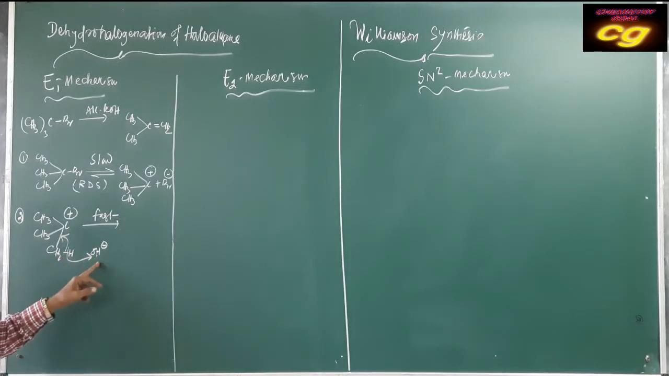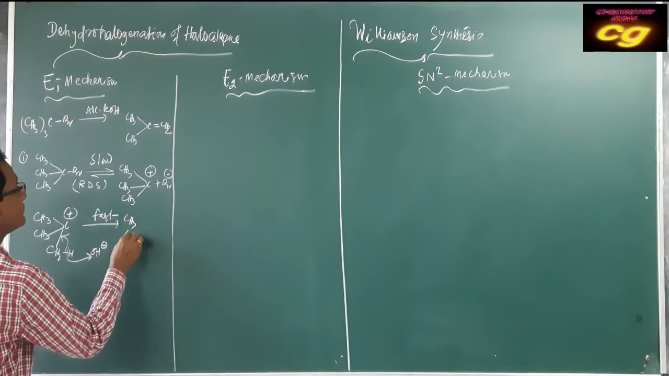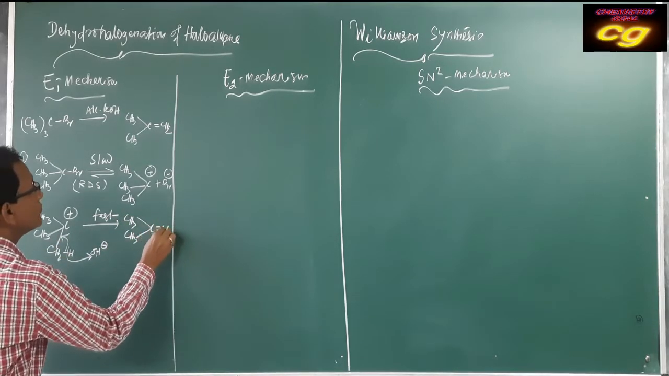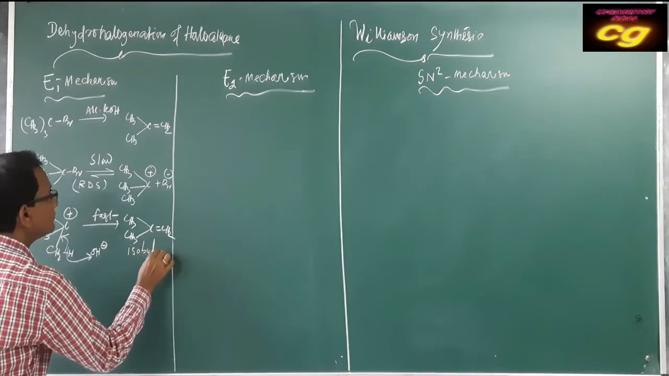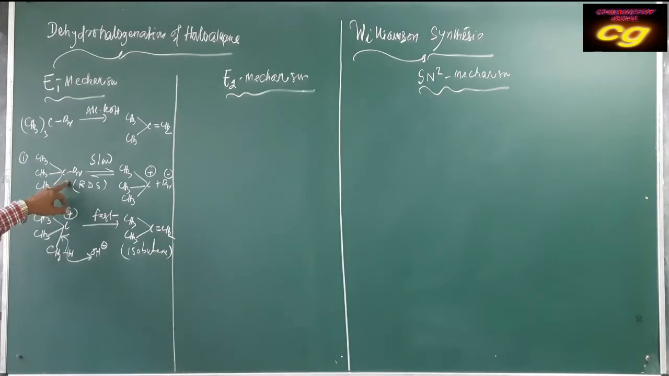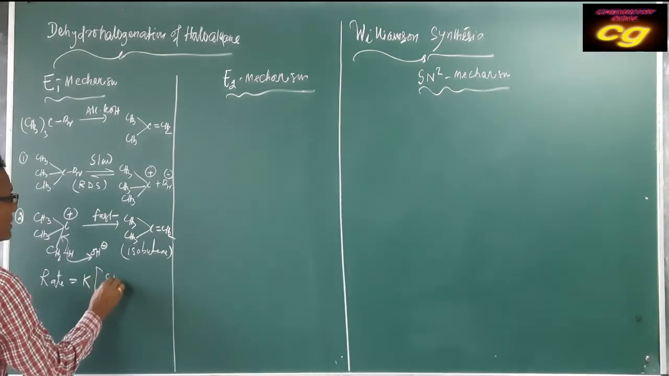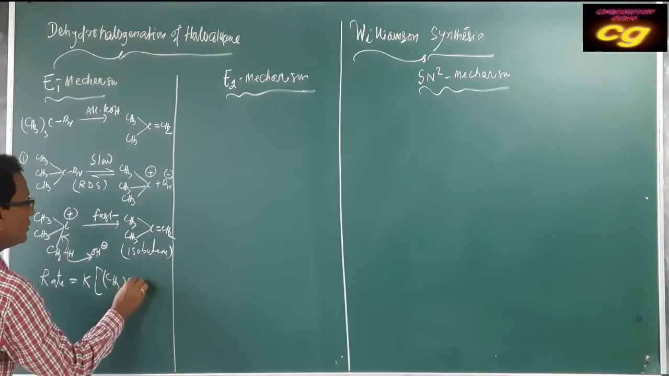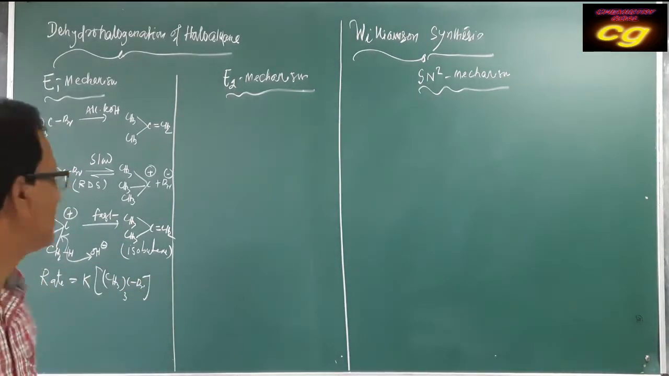After the deprotonation, this bond is converted to a pi bond. So formation of alkene occurs. Alkene means isobutene. So the first step is the slow step, and the second step is the fast step. So the rate is equal to k times the concentration of substrate, as the rate determining step is the slow step.